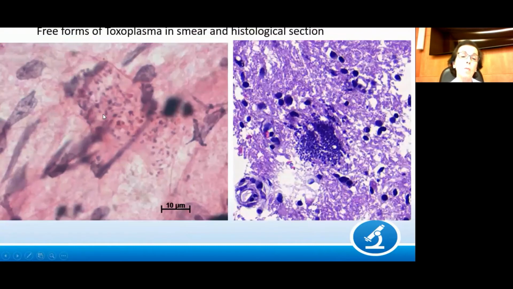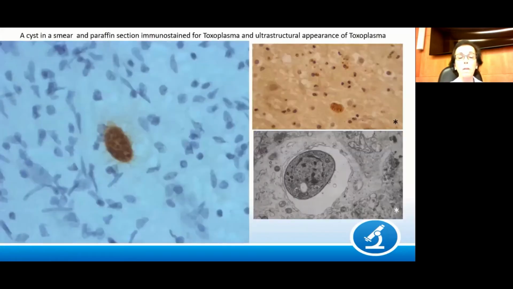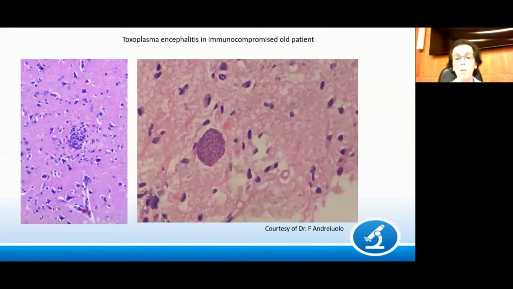And this is another recent case. We were fortunate to find in this smear the free forms of toxoplasmosis. And here in this another case, in the paraffin section, we could see the free forms. If you don't find, or even if you find it but are in doubt if it is really toxoplasmosis, we can make the diagnosis with H&E. But there is immunohistochemistry. This we did in the smear. This is in the paraffin section. This is just an electron microscopy picture which I'm showing here of toxoplasmosis, but of toxoplasma, sorry.